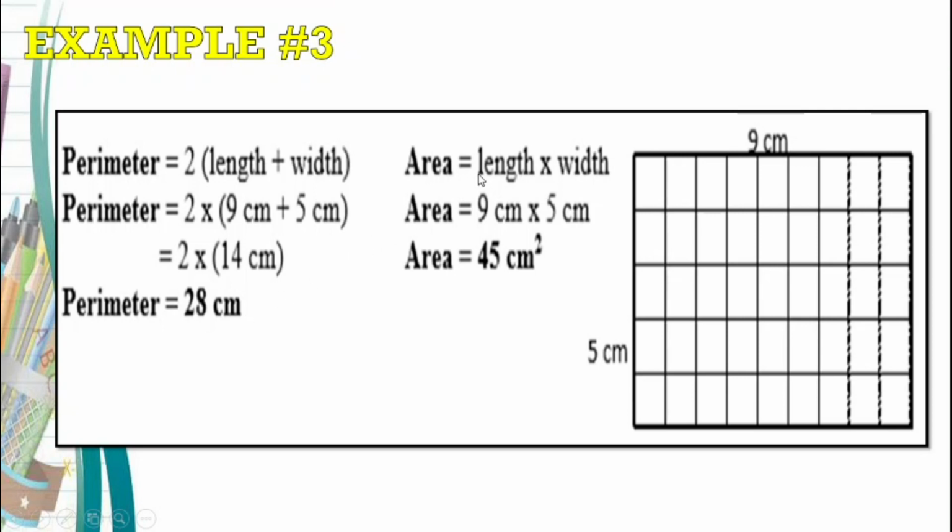And for the area, you just multiply the length and the width. This would be the length. This would be the width. You just multiply 9 times 5. The answer is 45 centimeters squared. So, don't forget to write the unit of measurement. This should be centimeter for the perimeter and centimeter squared for the area.